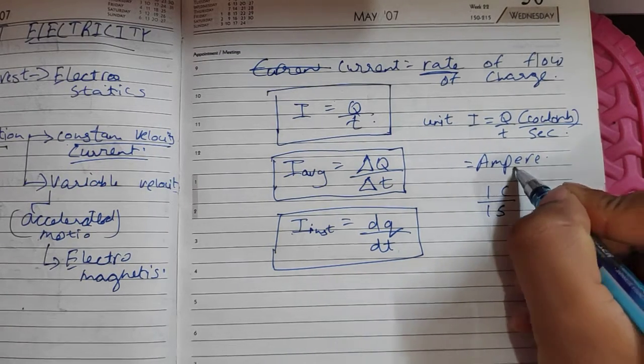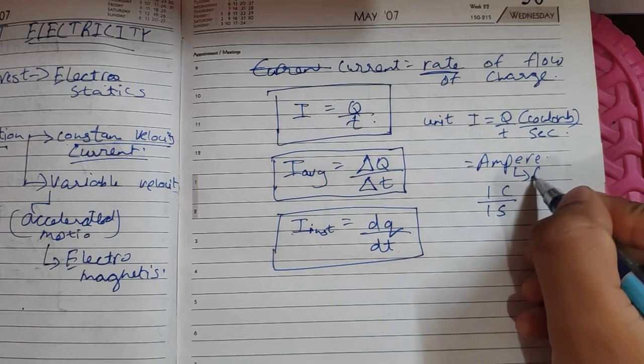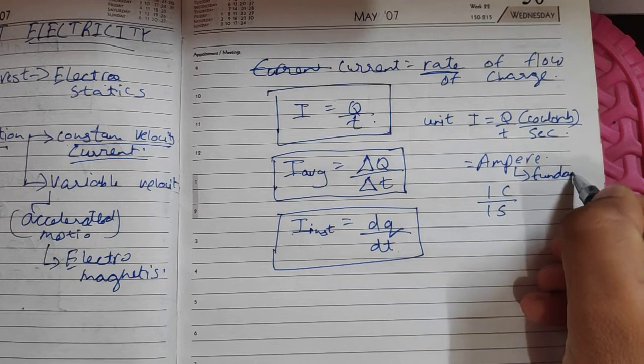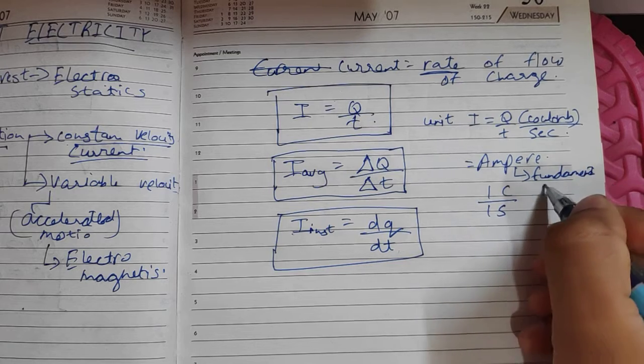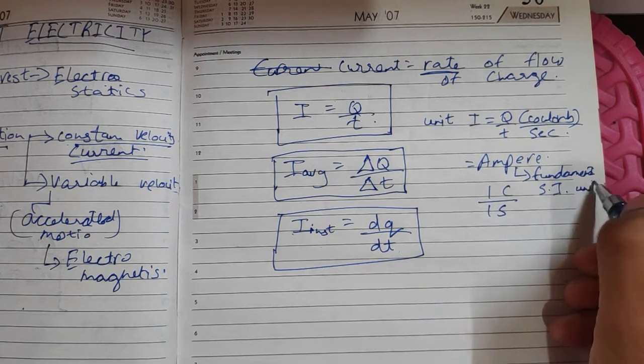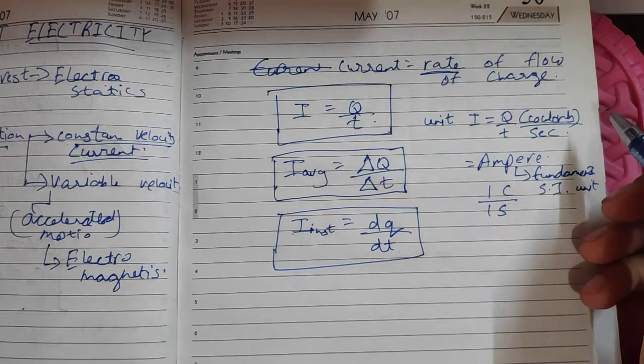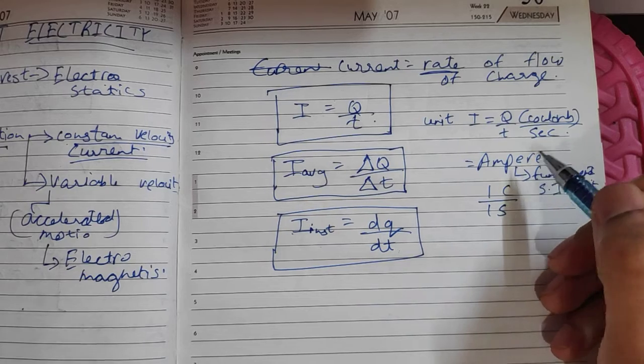And you have heard about the word ampere in your class 11th, which is a fundamental SI unit. You have 7 fundamental SI units and ampere is one of them. Coulomb is not a fundamental SI unit, but ampere is.